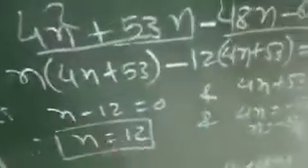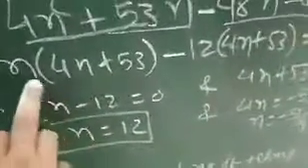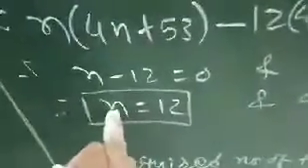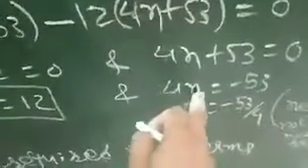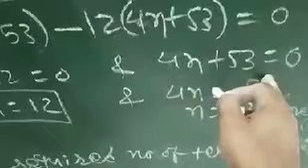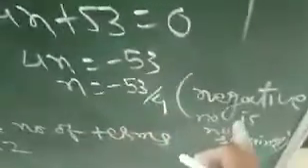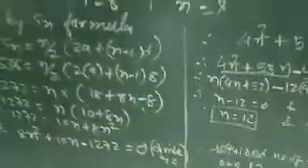So we get here two values of n. So here the first bracket n minus 12 is equal to 0, and the second bracket 4n plus 53 is equal to 0. So we get n is equal to 12, and here 4n is equal to minus 53, we bring this to this side, so it becomes negative. So n is equal to minus 53 upon 4, and the number of terms cannot be negative, so this negative number is not required. So we take n is equal to 12. So the required number of terms is 12. So here answer 4. Okay, like that we solve.